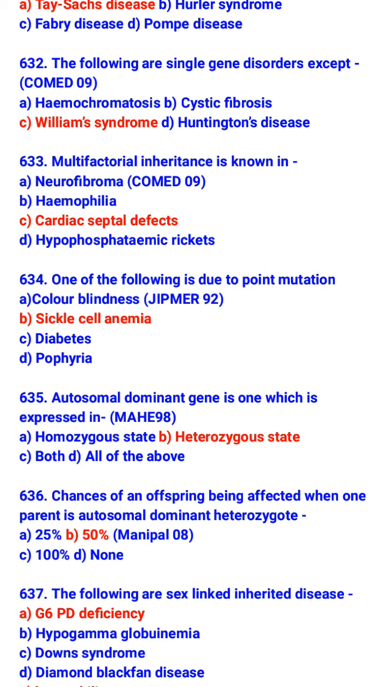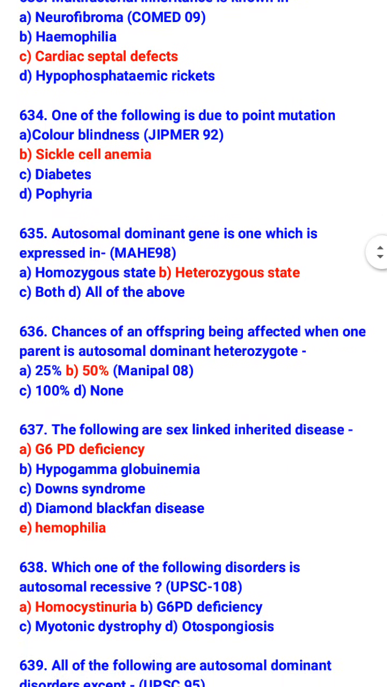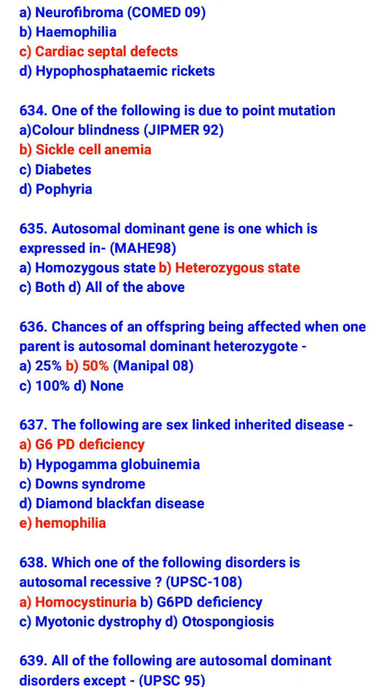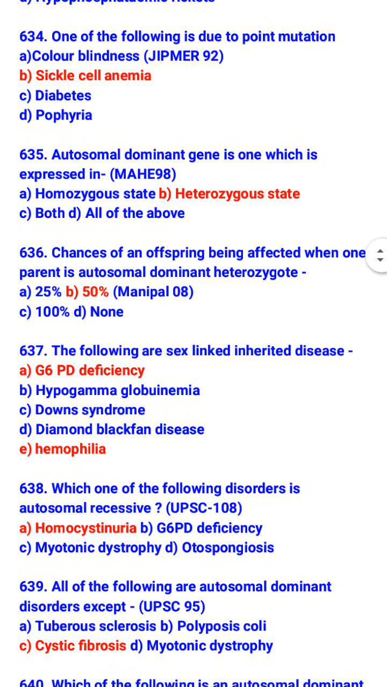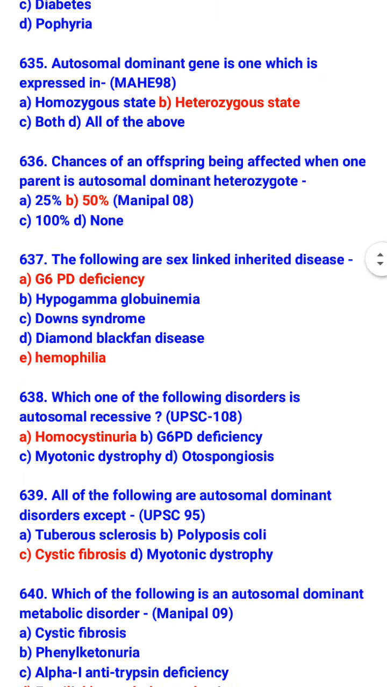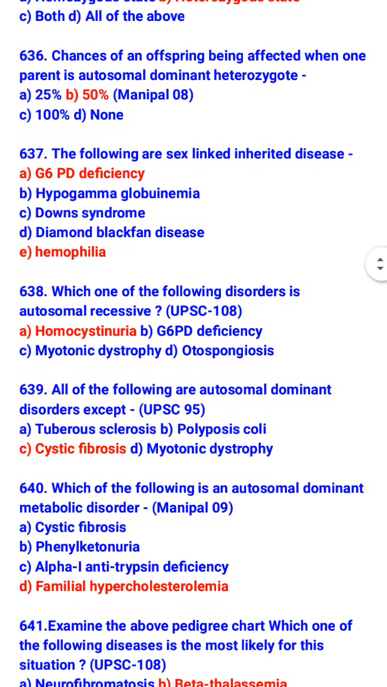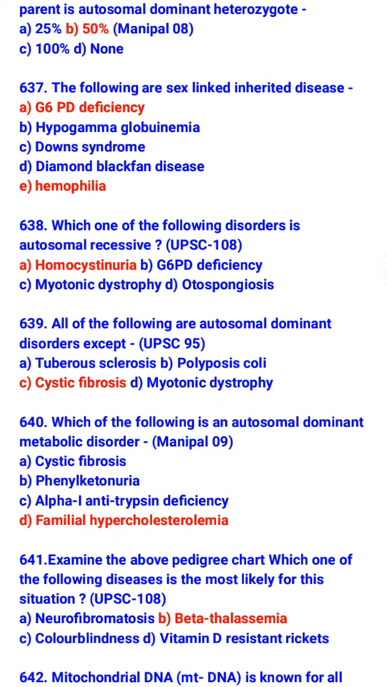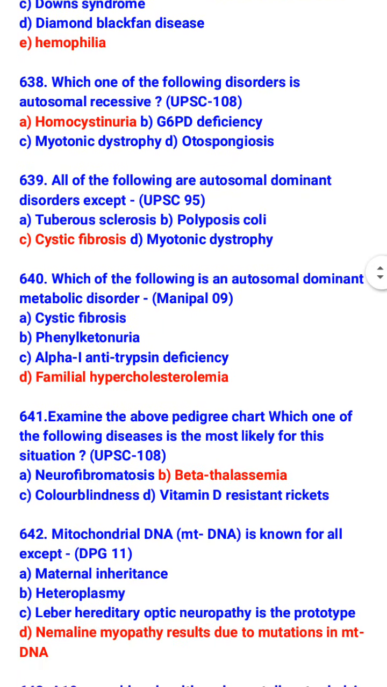Autosomal dominant gene is one which is expressed in heterozygous state. Chance of an offspring being affected when one parent is an autosomal dominant heterozygote is 50%. The following are sex-linked inherited diseases: G6PD deficiency and hemophilia. Which one of the following disorders is autosomal recessive? Homocystinuria. All of the following are autosomal dominant disorders except cystic fibrosis. Which of the following is an autosomal dominant metabolic disorder? Familial hypercholesterolemia.